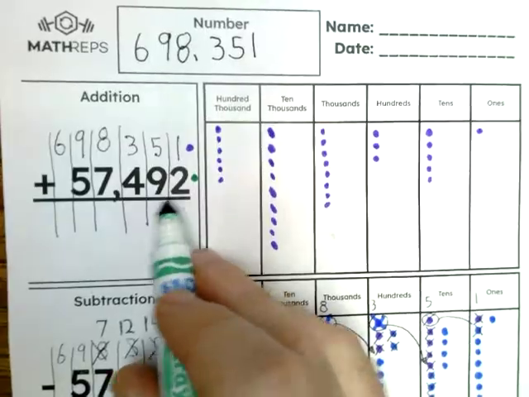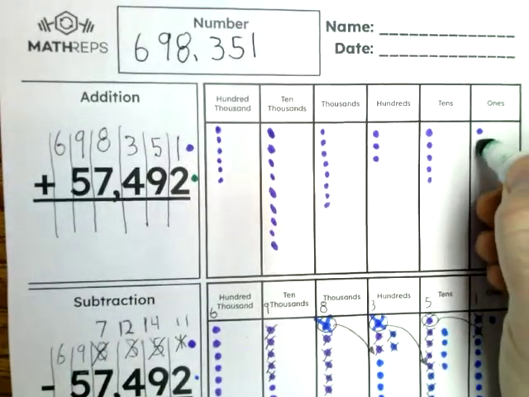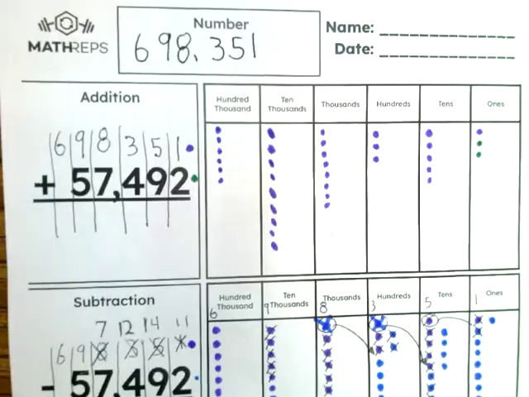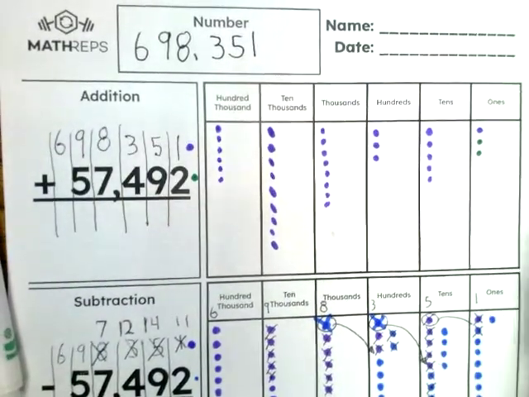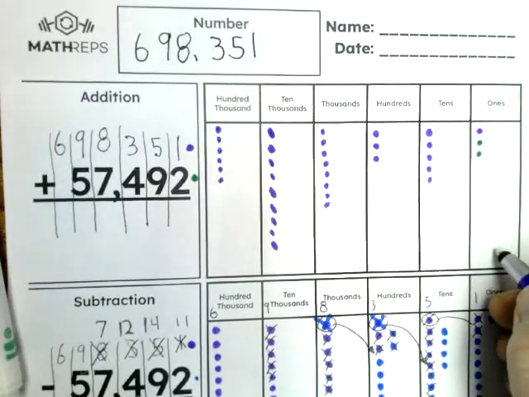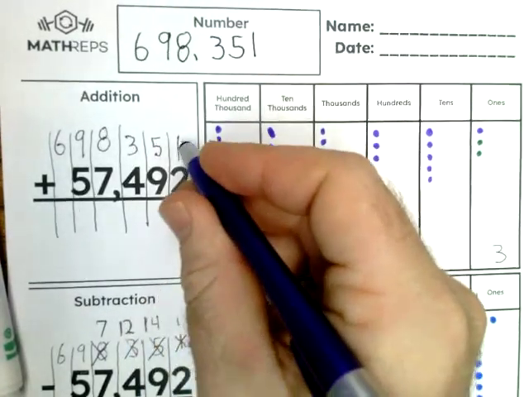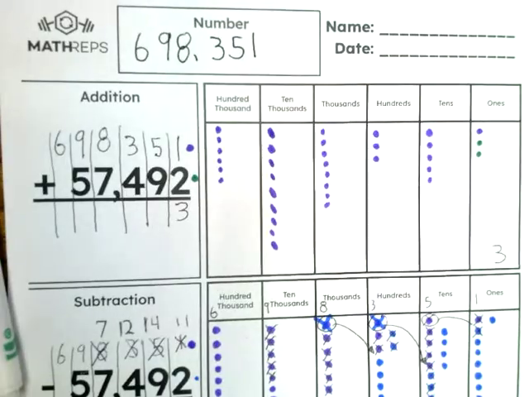So on my bottom number, my bottom addend here, I'm going to add 2. So I'm going to go 1, 2. All right. So right now, how many ones do I have? Well, I have 1, 2, 3. 1 plus 2 is 3. So I'm going to do 3. Okay. So we're going to go 1 plus 2 is 3. All right, 3 ones.